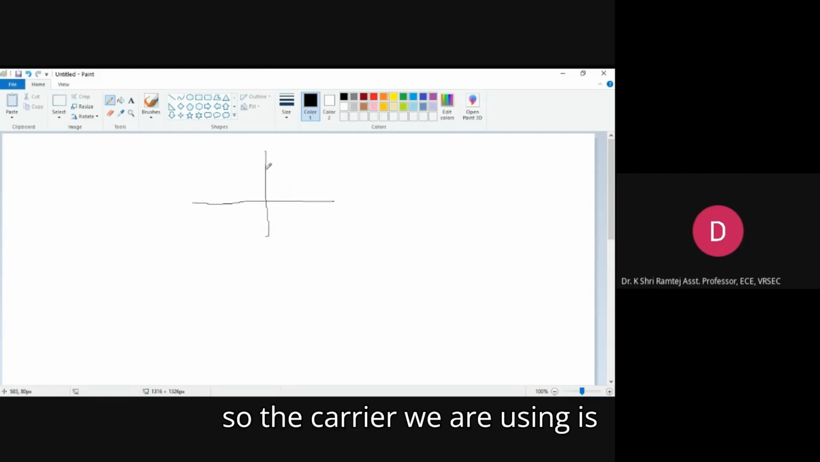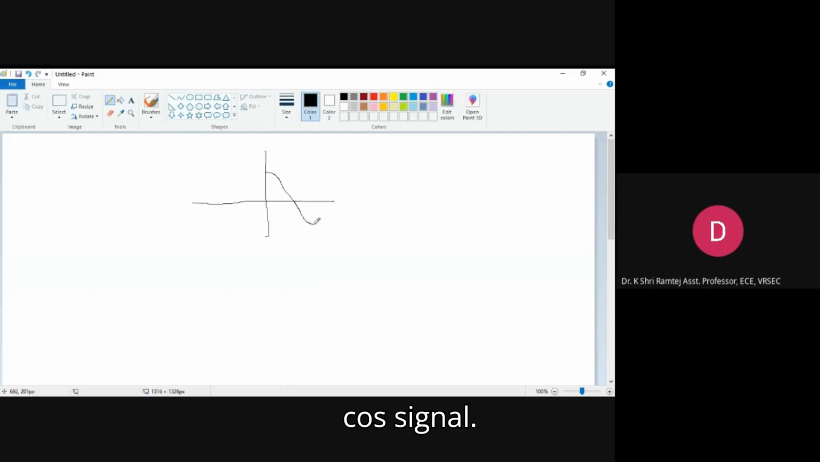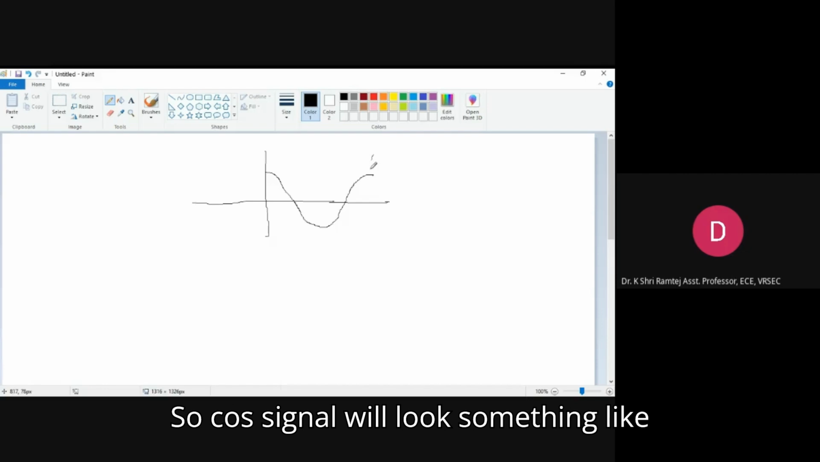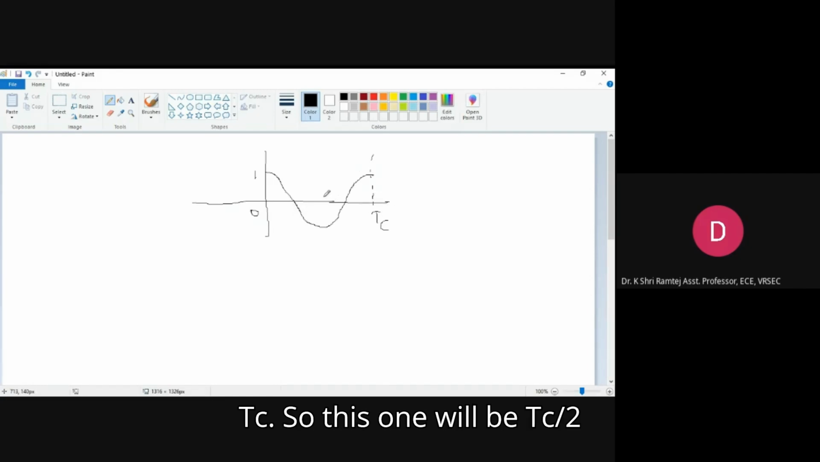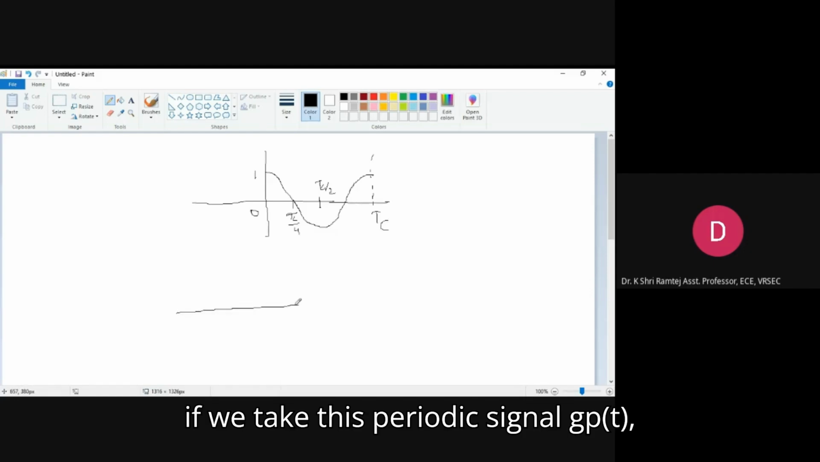The carrier we are using is a cos signal. So the cos signal will look something like this. This will be the time period of the carrier. At 0, it will have a maximum amplitude of 1. It will be repeating every time period Tc. So this one will be Tc by 2, and this one will be Tc by 4.